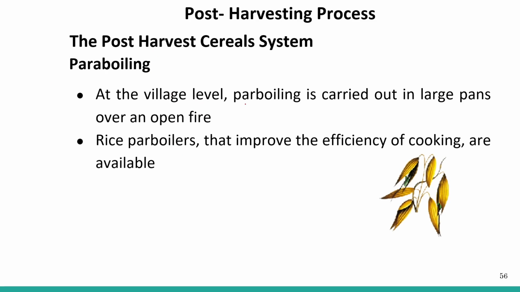Parboiling at the village level is carried out in large pans over an open fire. So this is done by the farmers, who take the rice in a large pan and keep it over the open fire. Rice parboilers that improve the efficiency of cooking are available. At the village level, parboiling is carried out in the large pan.